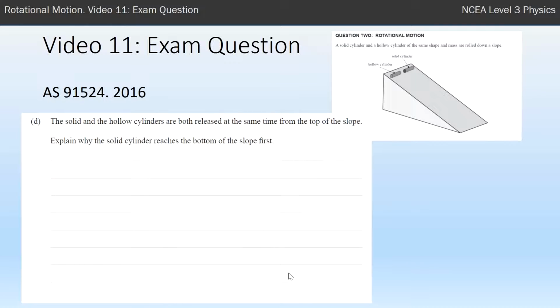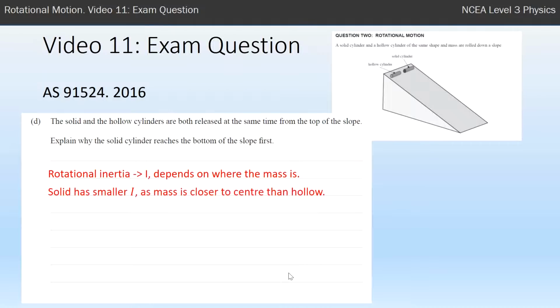Okay, so in my structured answer, I'm going to have the same idea about rotational inertia first. Rotational inertia depends on where the mass is. They're talking about the solid cylinder getting there first. So the solid cylinder has a smaller rotational inertia because its mass is closer to the center than the hollow object. So I've talked about the rotational inertia, and now I have to link it to going faster. I've chosen this formula, and now I'm going to explain all parts of it, not just one part, to get the right answer. The object that gets to the bottom fastest is going to have the greater acceleration, so I'm going to have that by itself in the formula.